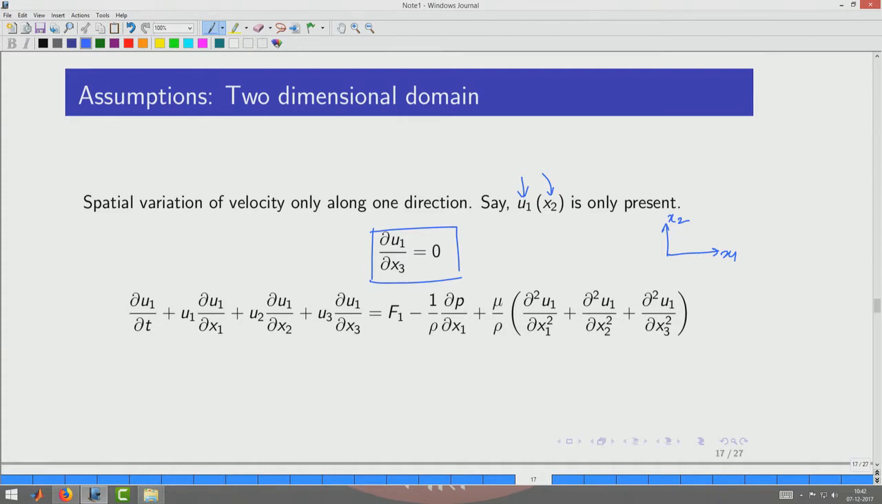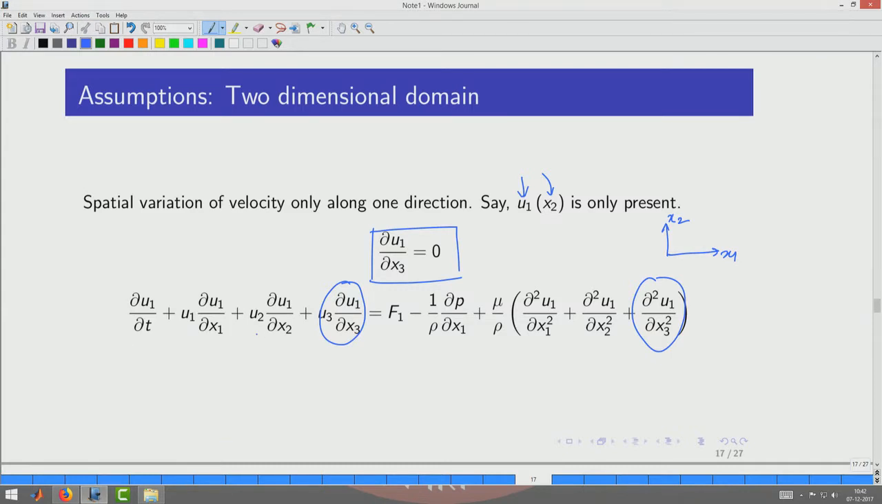So, it immediately means that you could actually drop this term off, and you can also drop this term off. You could see that the variation of u1 with respect to x3 appears twice, and that you can drop off. And you could already see that we have already strategized to reduce the Navier-Stokes equation to a very simple form.